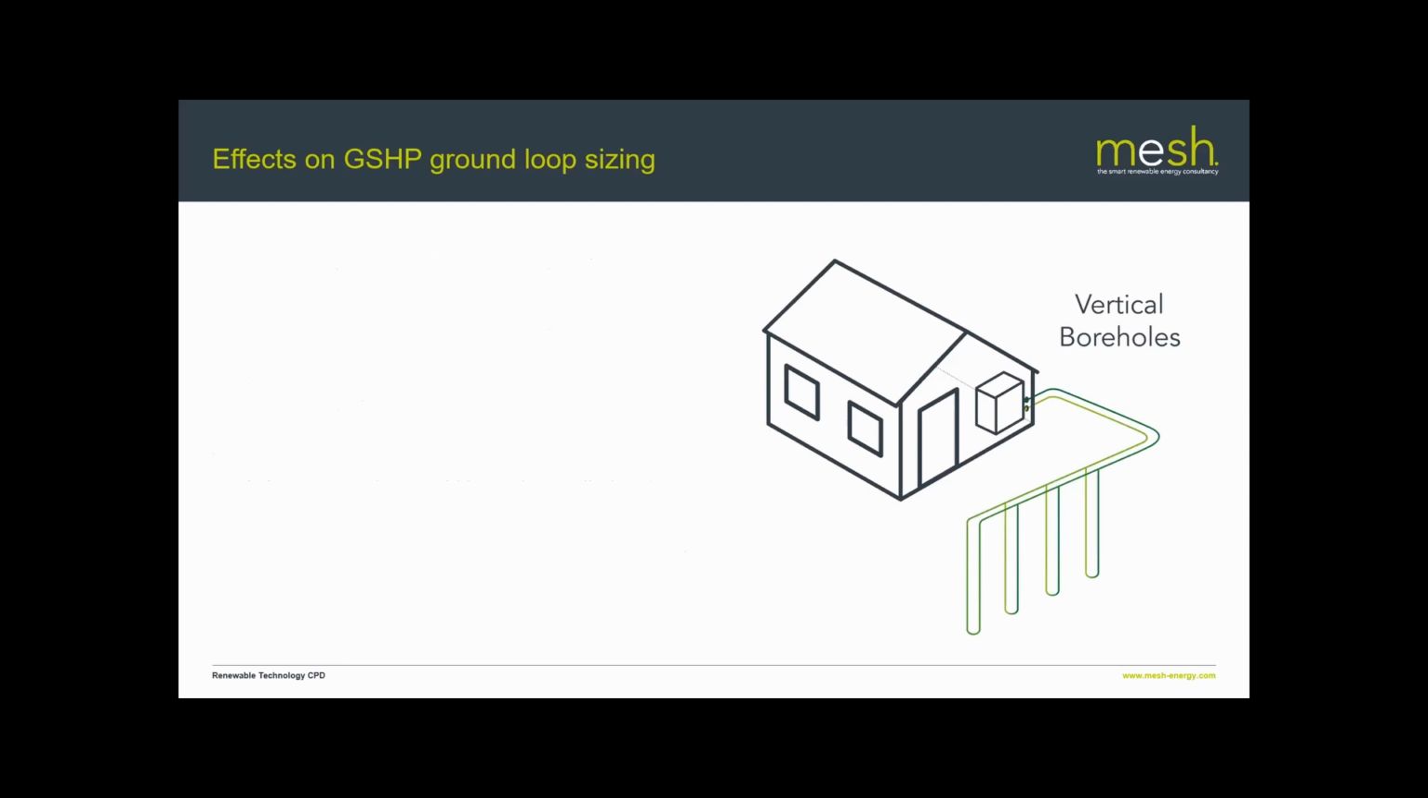So that's gone through why you might use a bivalent system. It's gone through some of the advantages of bivalent systems. It's gone through a few of the complexities of bivalent systems, and especially around the maths of making the economics work or not work. So let's have a look at the ground source sizing.